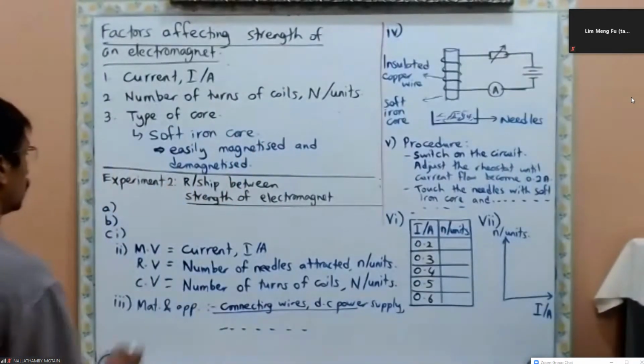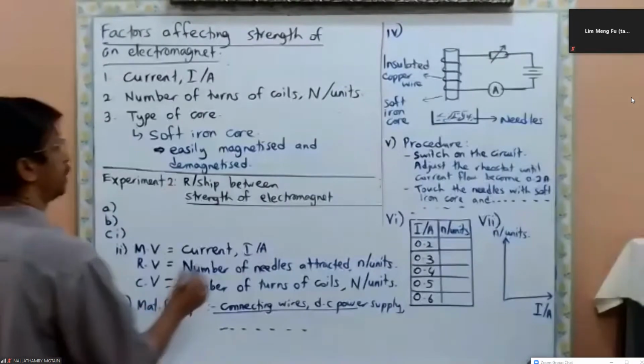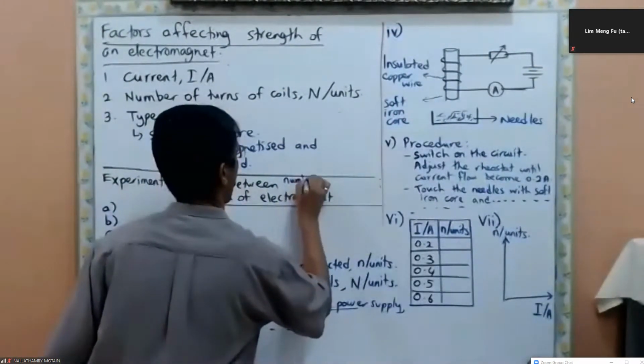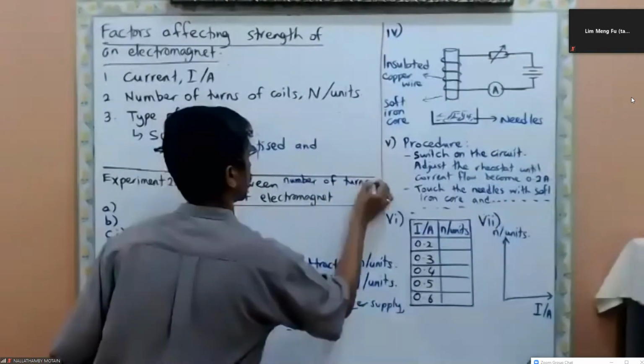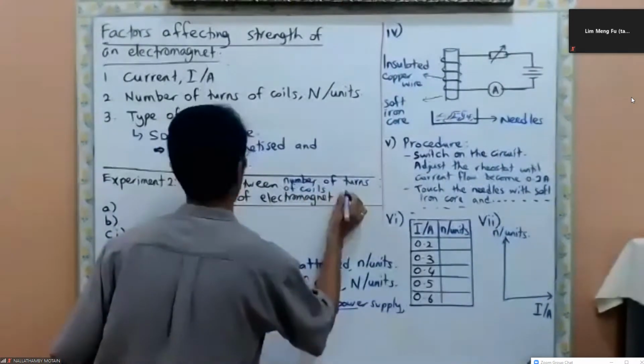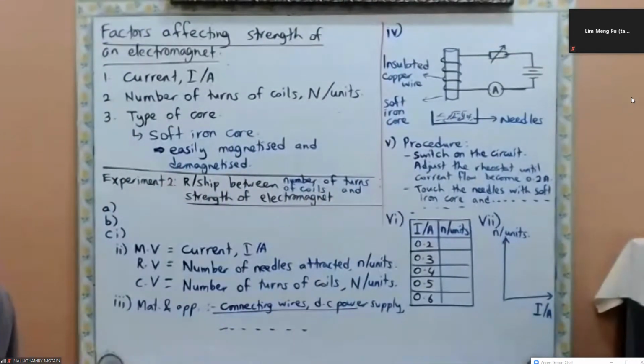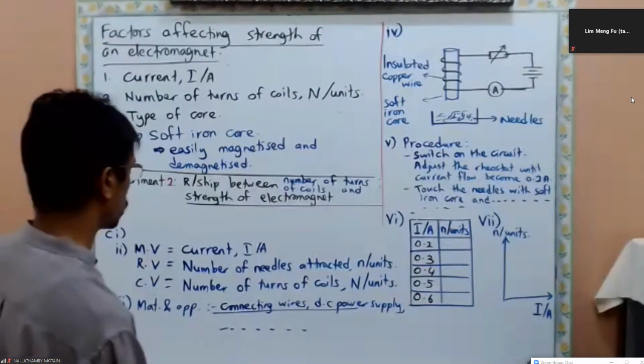So be careful. For the second experiment, you want to find the relationship between number of turns of coils and strength of electromagnet.